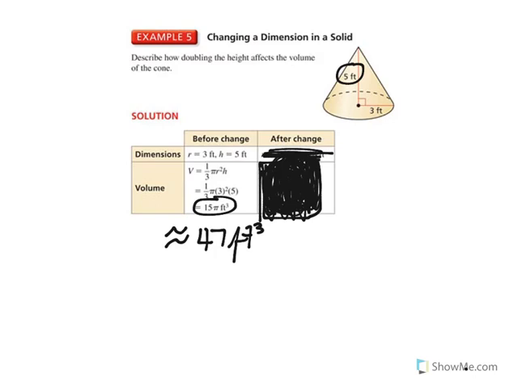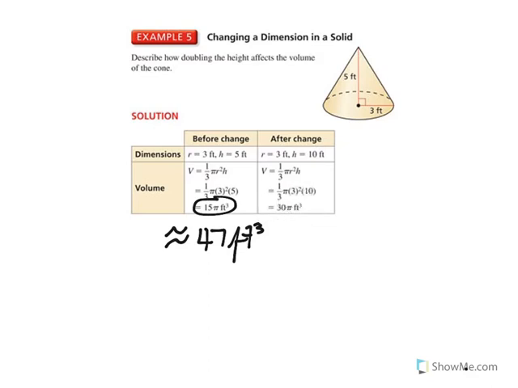Alright, so after the change, if you take the height and you double it, your new dimension for your height is going to be 10, and your radius stays the same, it's still going to be 3. So plug it into the same formula, 1/3 pi r squared h. For r, you're going to put in 3, for h, you're going to put in 10, and you end up getting 30 pi feet cubed, which is approximately 94 feet cubed.